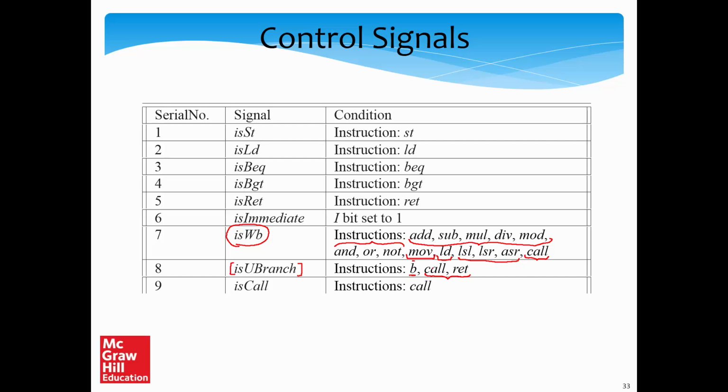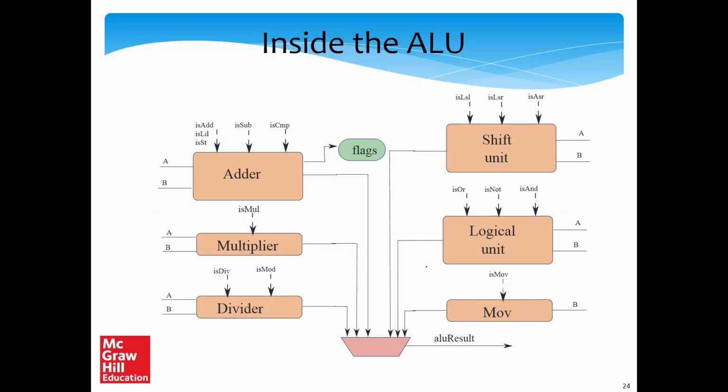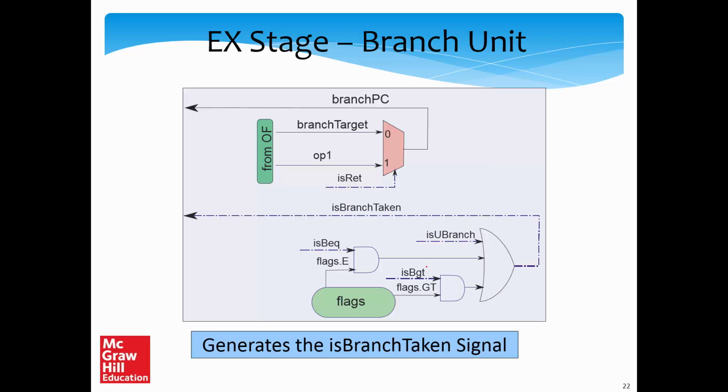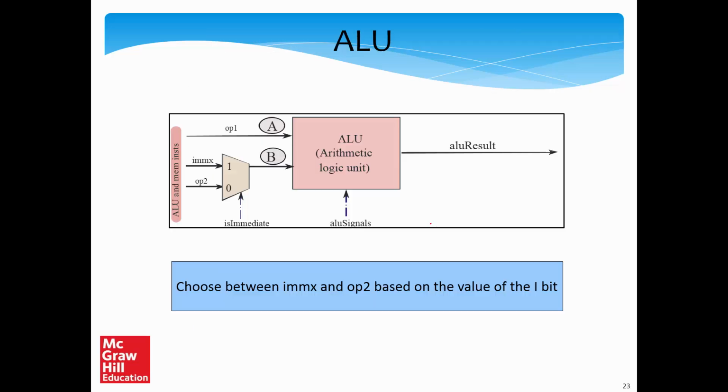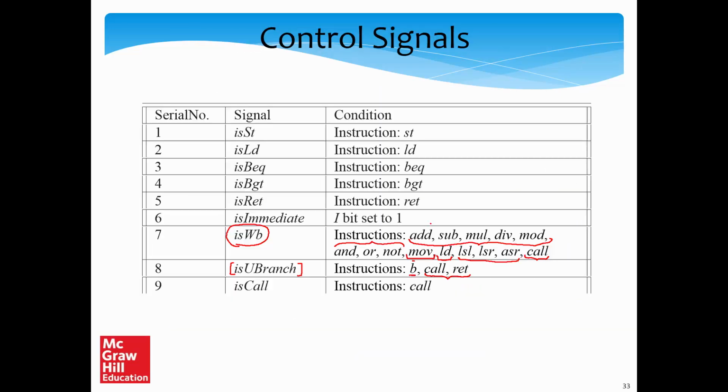And as we had discussed in the slides, let me go back to the execute slide. I had promised that we'll go back to it. When we were discussing the branch unit, we had talked about the isUBranch signal. The isUBranch signal happens when we are guaranteed that we'll take the branch, and that's possible for the B instruction and the call and ret instructions, because it is guaranteed that the value of the program counter will change. All right. Then the isCall signal is set when the instruction is call.